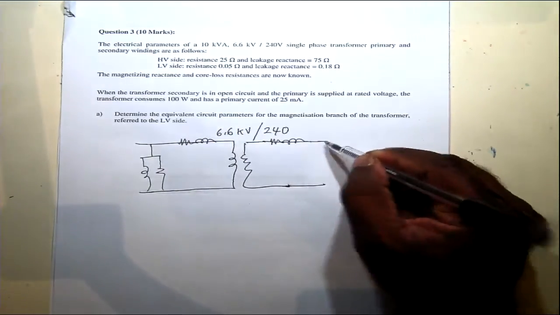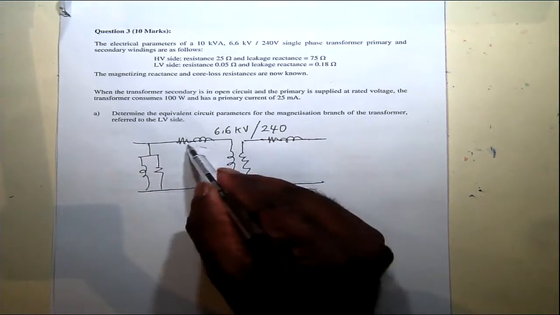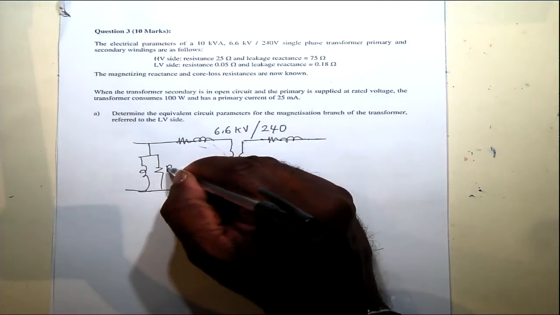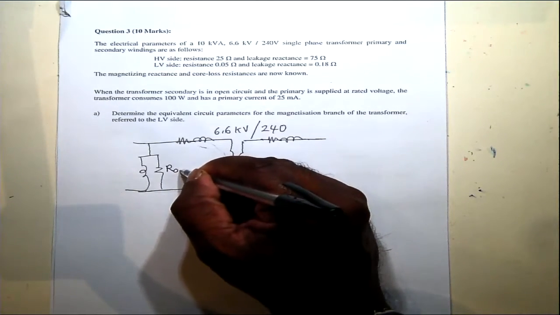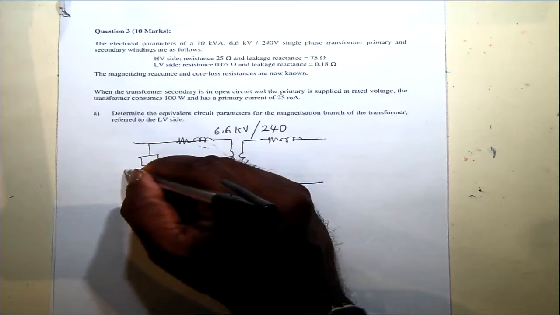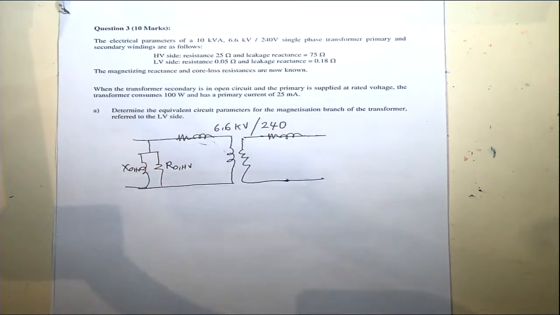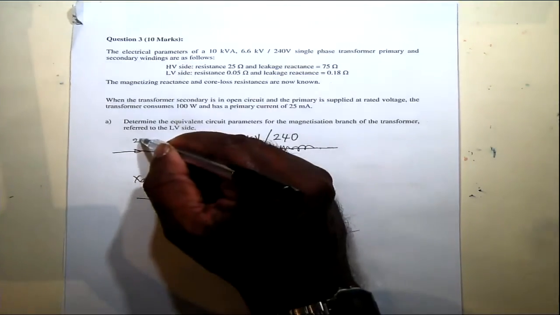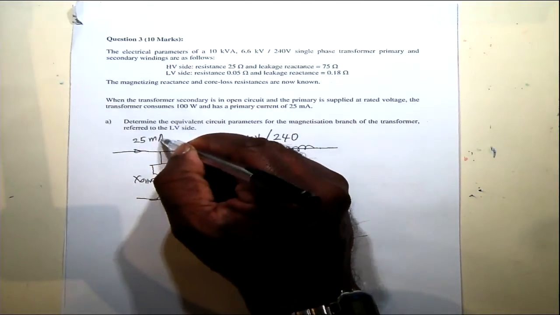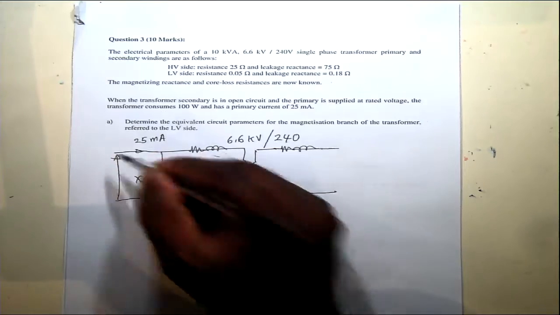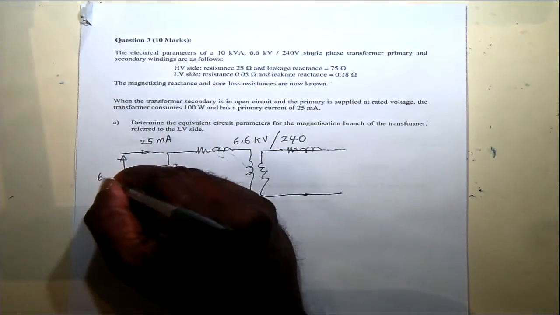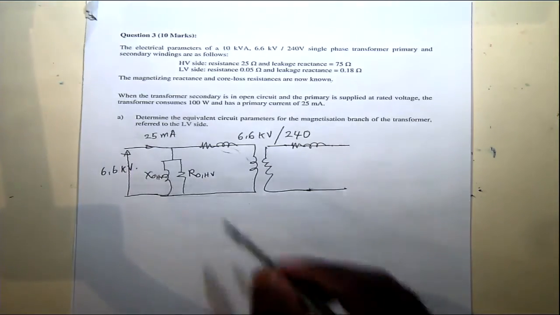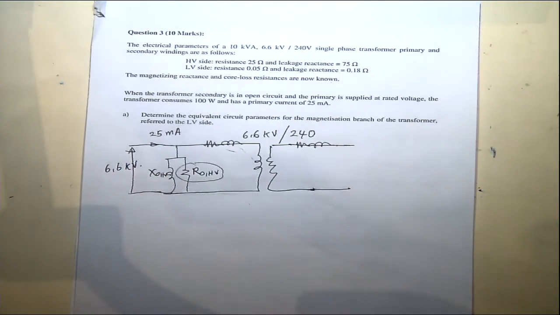This is open circuited, so there's no current in this path. This is the high voltage side impedance, let's say R0 high voltage side and X0 high voltage side. This consumes 25 milliamperes, and this is at a voltage of 6.6 kilovolt. So this element then consumes the 100 watts.